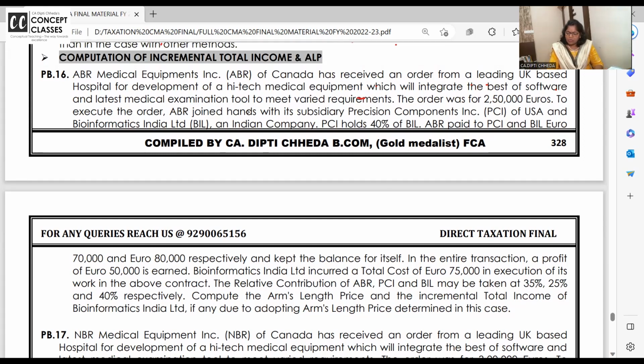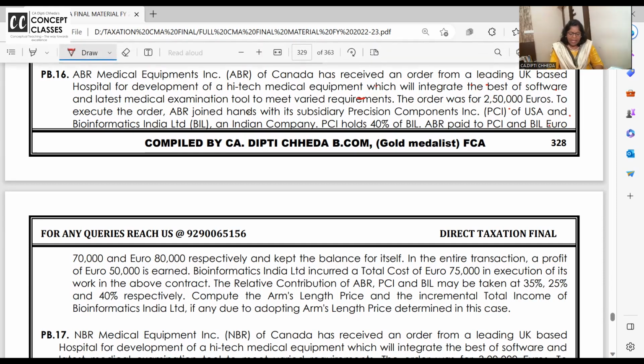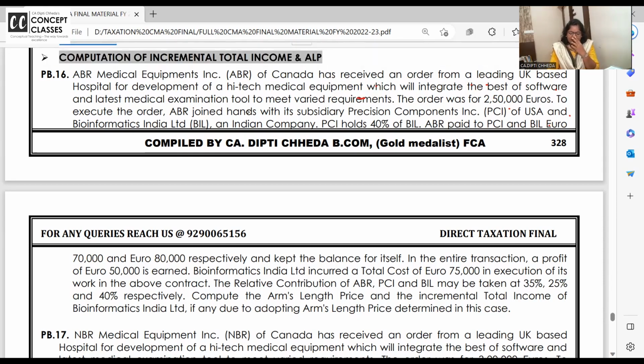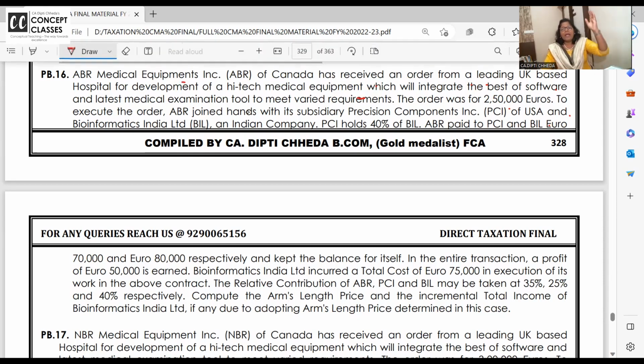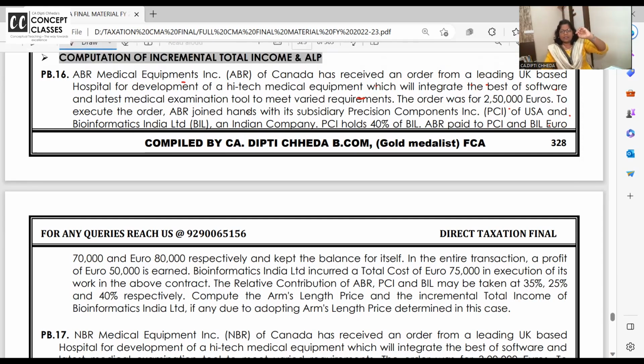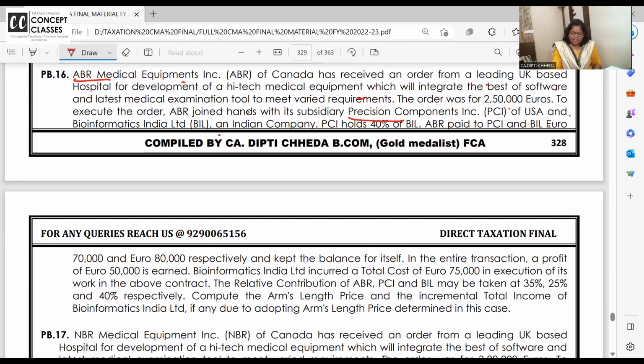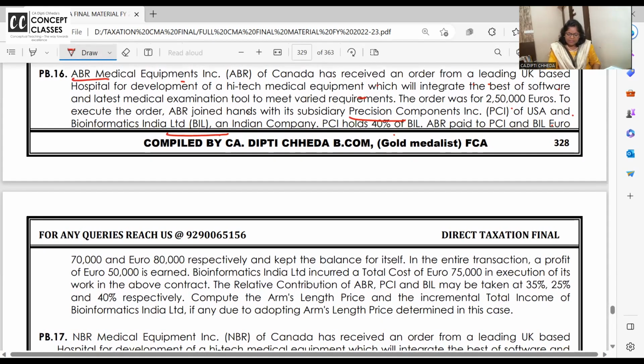The order was for 250,000 euros. To execute, ABR has joined hands with subsidiary Precision of USA and Bioinformatics of India. समझ में आ रहा है? ABR को ऑर्डर मिला है कोई और से. ABR के सब्सिडरी हैं, एक तो प्रिसीजन और एक इंडियन की कंपनी BIL लिमिटेड. सो PCI होल्ड्स 40% of the BIL.